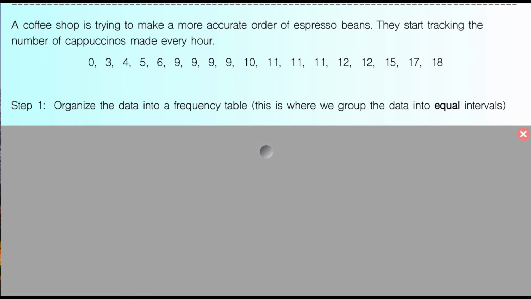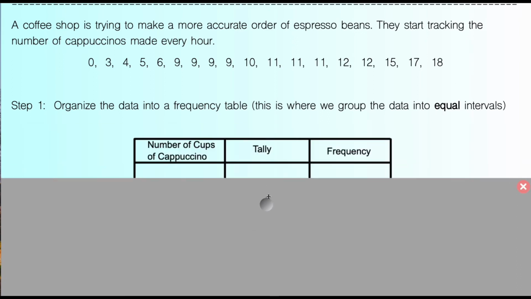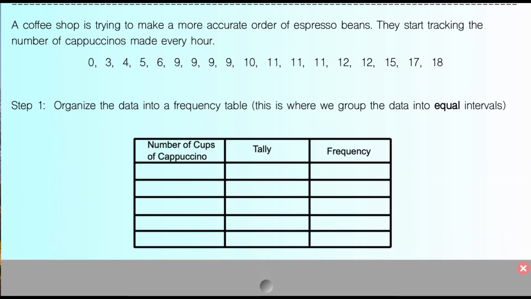Now, I already created a frequency table. You don't have to make it look as pretty as this. It can be something that's a little bit of a rough sketch. But what are we keeping track of? My first column is keeping track of the number of cappuccinos that are made per hour. Now, the first thing we want to do is break the data into equal intervals. I noticed that this data ranges from 0 to 18. You don't want to have intervals that are super big. You also don't want to have them that are super small.